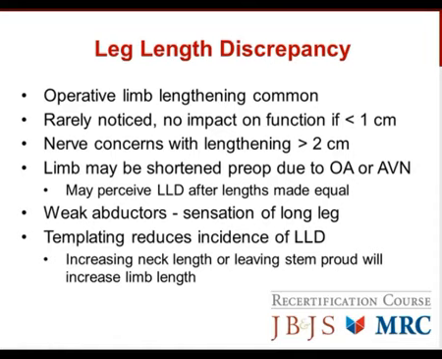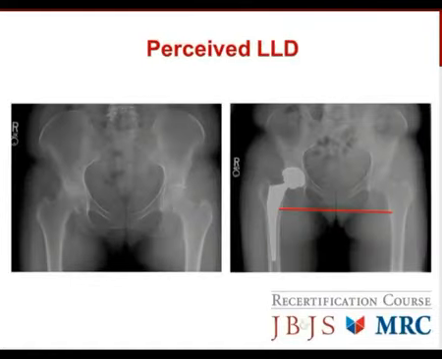This is a patient with a perceived limb length discrepancy. Understand how to measure leg lengths with total hip arthroplasty, as you can see as was done here on the right. You can see that this patient did not have a significant change in their limb length after their hip replacement was performed.